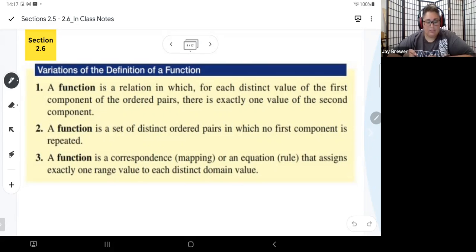The second definition says a function is a set of distinct ordered pairs in which no first component is repeated. So that's a little bit nicer of a definition. The third definition says a function is a correspondence, mapping, or an equation rule that assigns exactly one range value to each distinct domain value. I feel like the best one for you guys would be the second one.